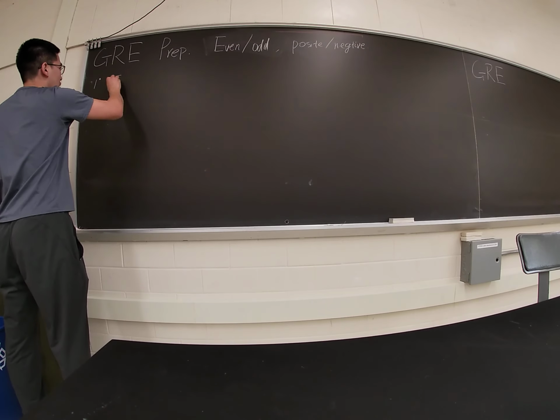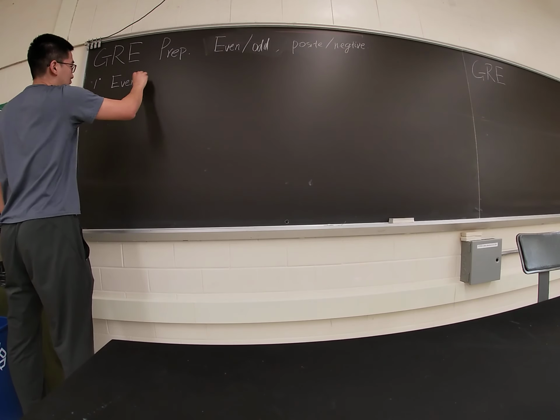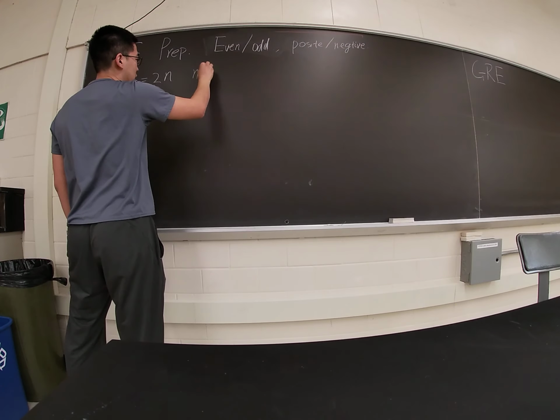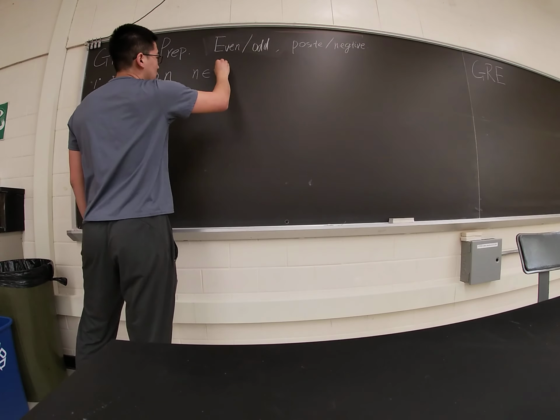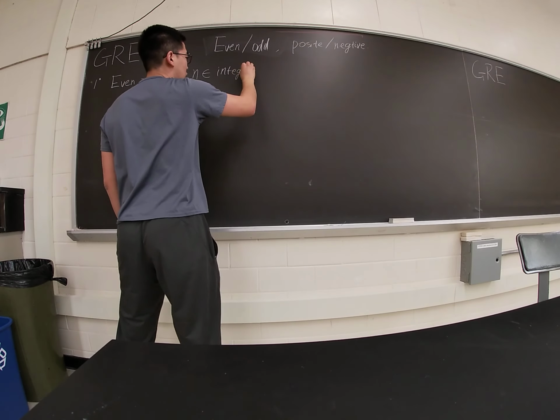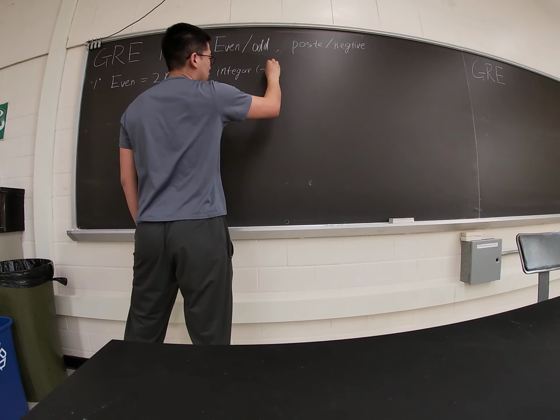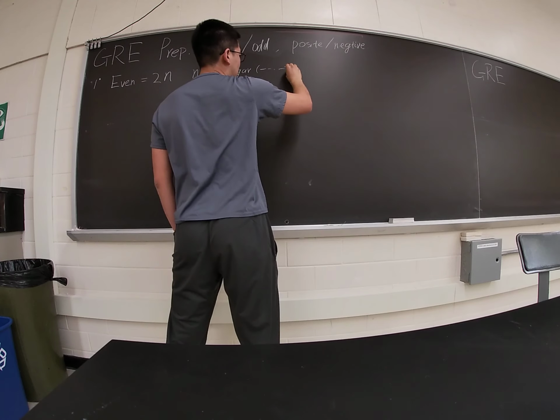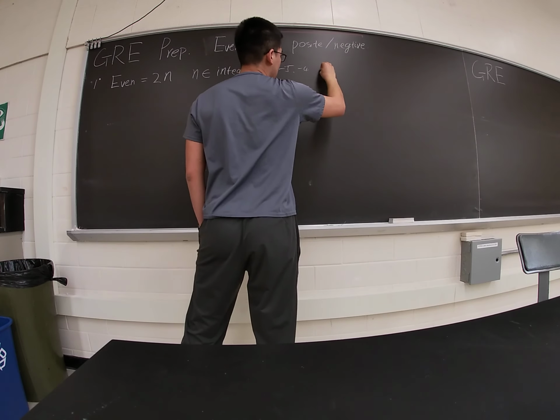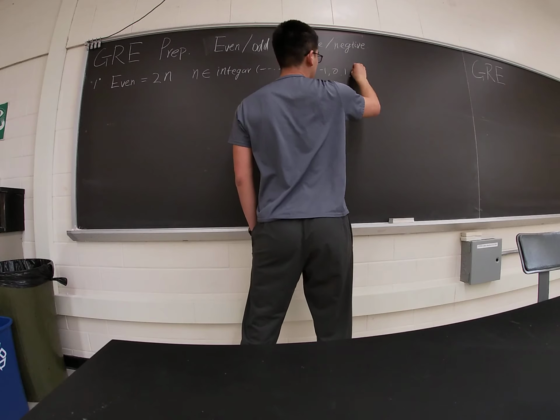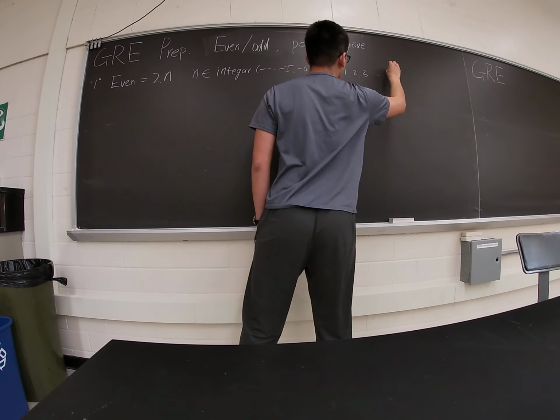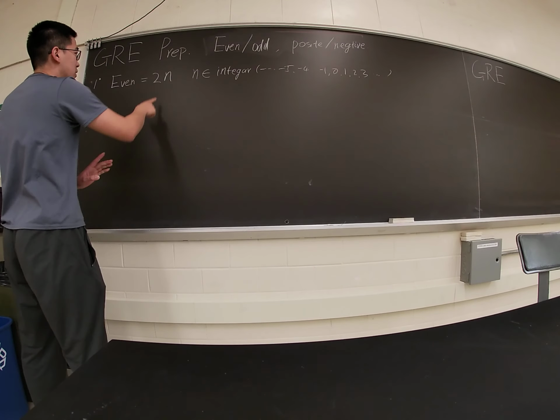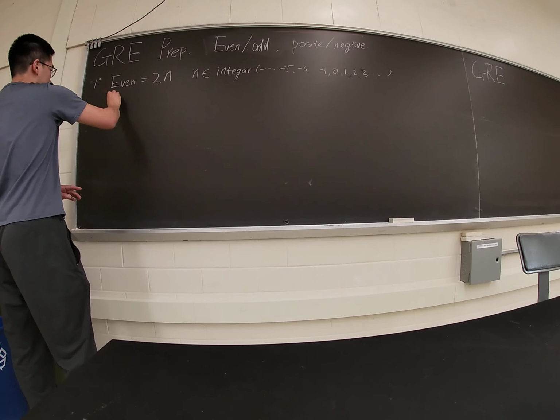First, an even number you can always express in the form 2n, where n is an integer, which is like -5, -4, -1, 0, 1, 2, 3. So pretty much the definition of integers. An even number like 2n can always be expressed in that way.